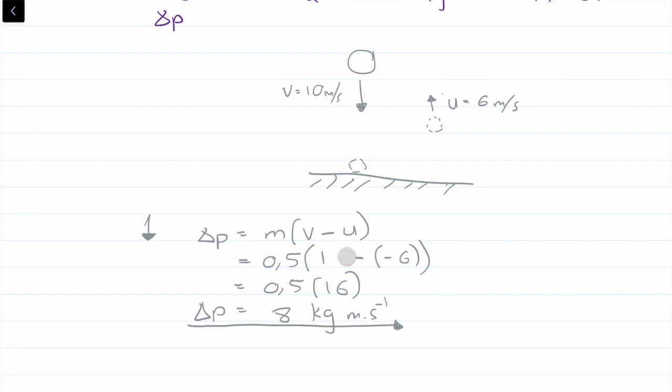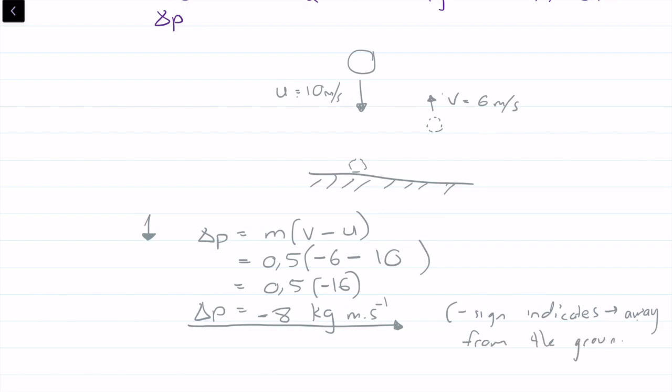I actually have done that in the wrong order. Our final velocity, sorry about this, our final velocity is actually like that. So if we take downwards as positive, our final velocity is minus 6 minus our initial velocity is 10, minus 16, which is minus 8 kilograms meters per second. So that minus sign indicates that it's away from the ground. The momentum is away from the ground.